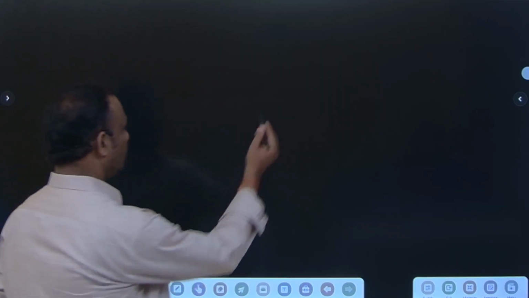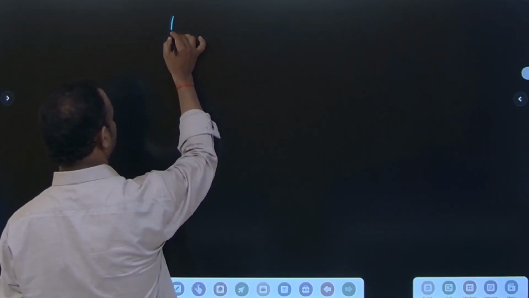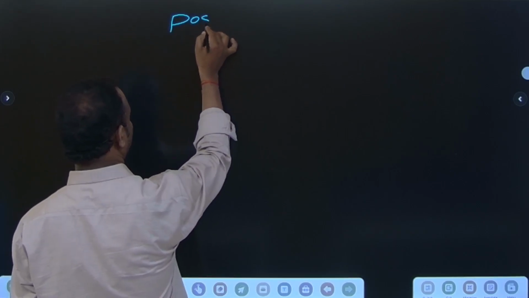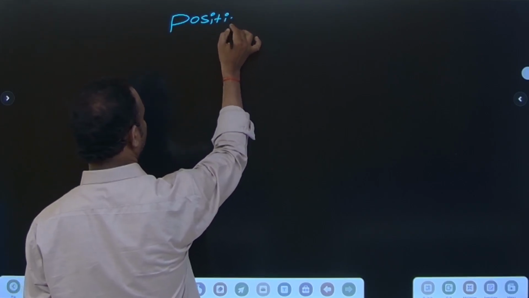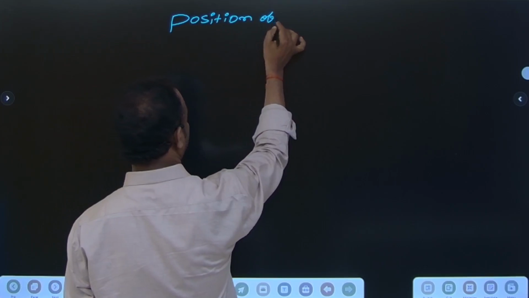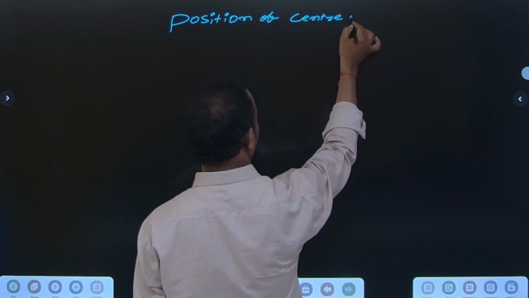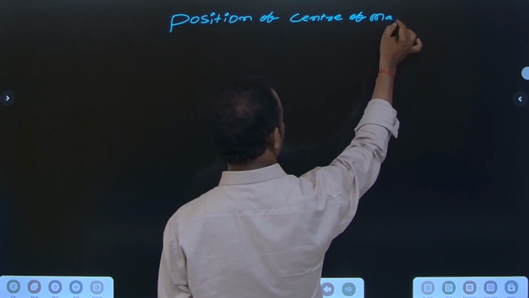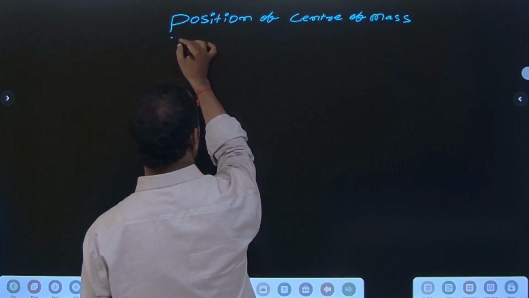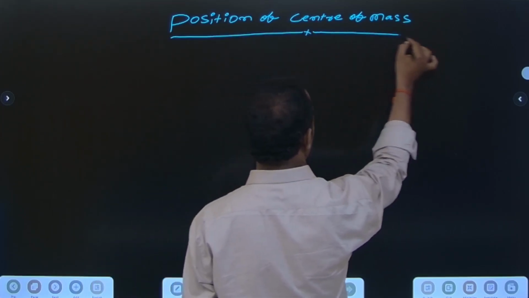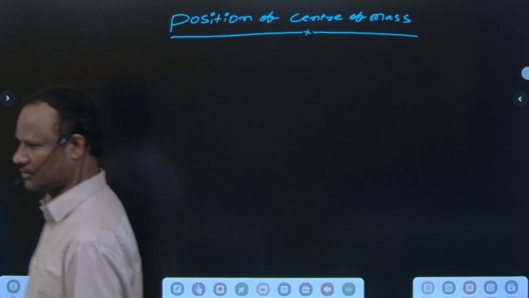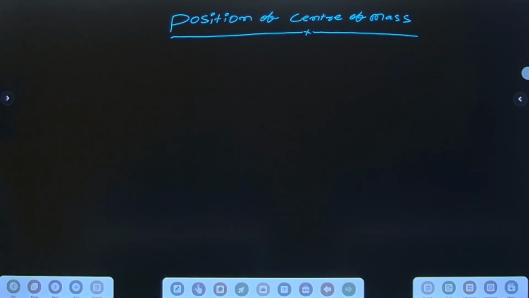Position of center of mass. These are the methods for problem solving. Carefully observe this: position of center of mass.